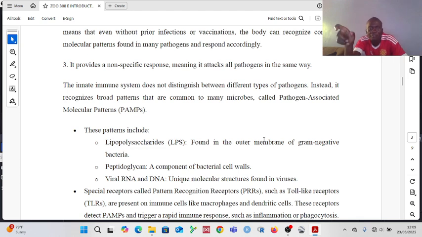Then most pathogens will have this pathogen-associated molecular pattern. So the innate immune system will just recognize that, and it will deal with many different types of pathogens because they have this molecular pattern.